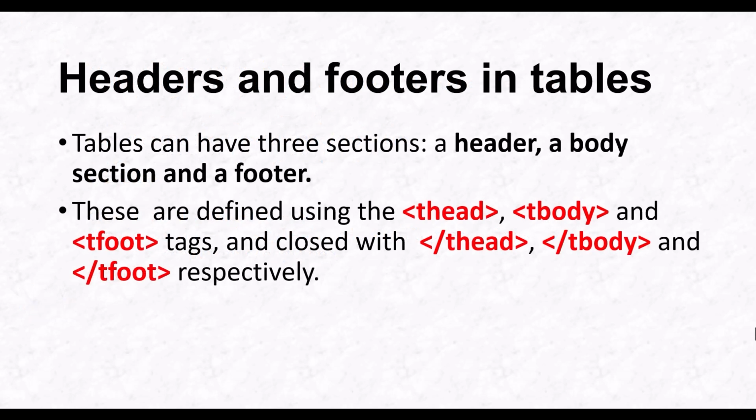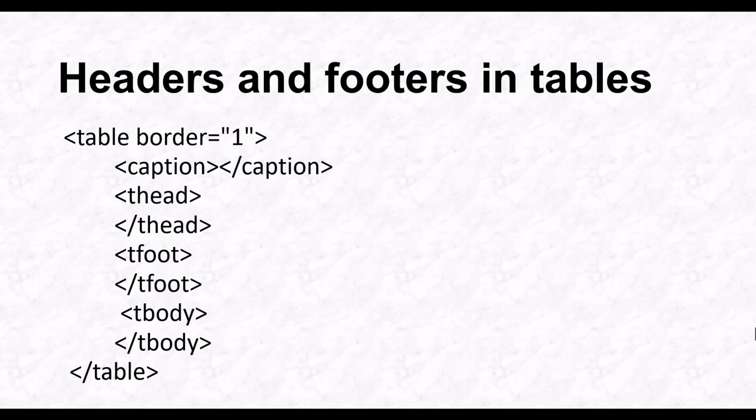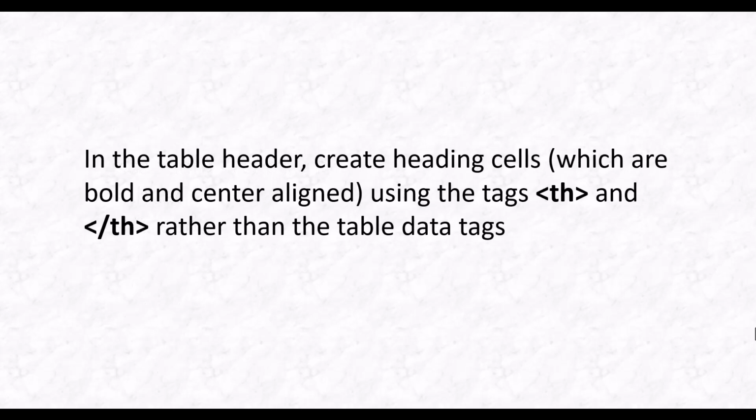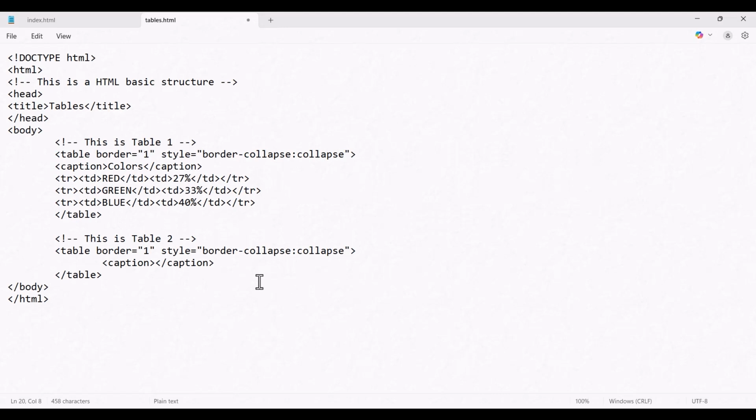Now it must be noted that tables have 3 sections: a header, a body, and a footer. These are defined using the T-head, the T-body, and T-foot tags. The T-head, T-foot, and T-body tags are added to your table tags in this order. And to create headings, which are bold and center aligned, we use TH tags instead of the table data tags. Now, based on what we've learned, let's go ahead and add the T-head, the T-foot, and then the T-body tags. And they will go under the caption.